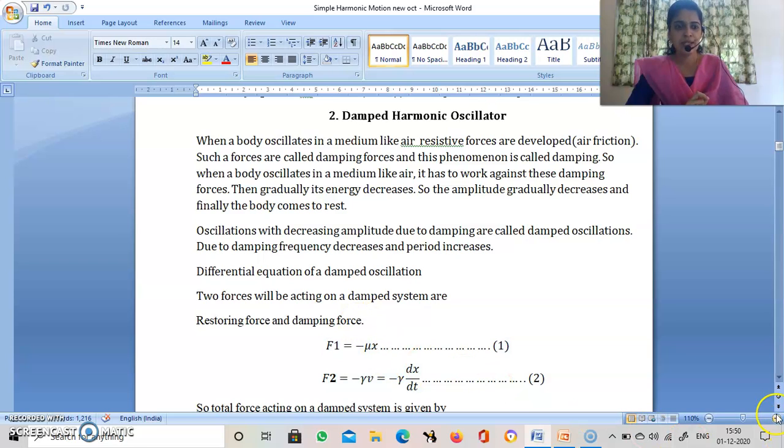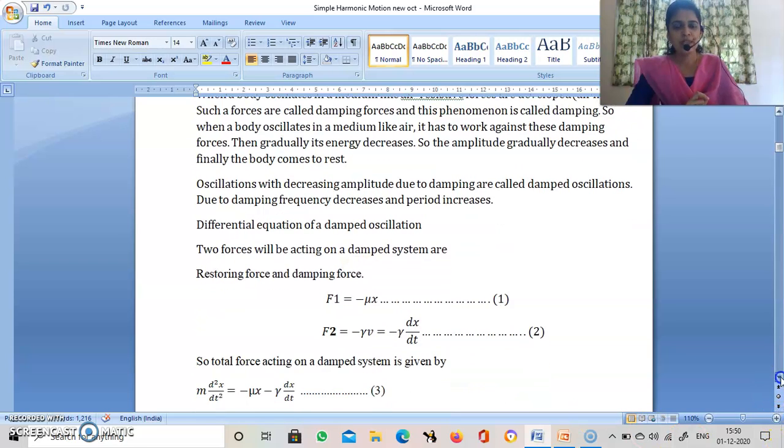As we know, the restoring force, here I am representing it as F1, is equal to minus mu x. So the restoring force F1 is directly proportional to the displacement of the particle from its mean position and opposite in direction. So we have F1 is equal to minus mu x, where mu is a constant and it is called the force constant.